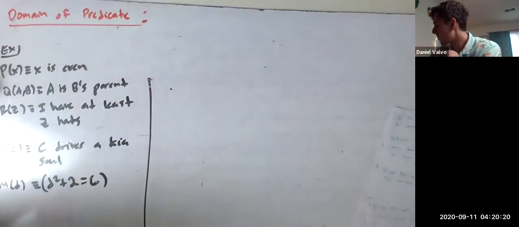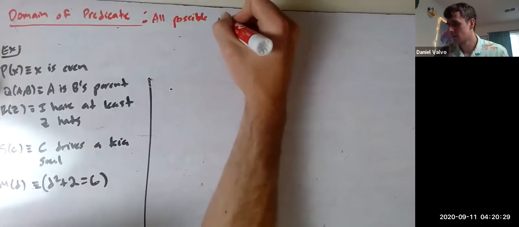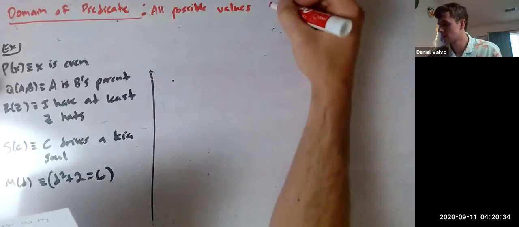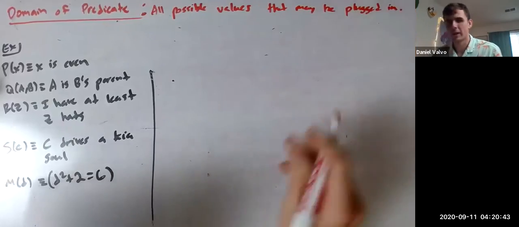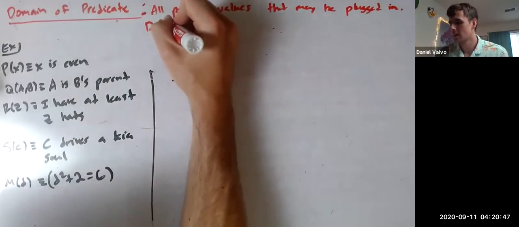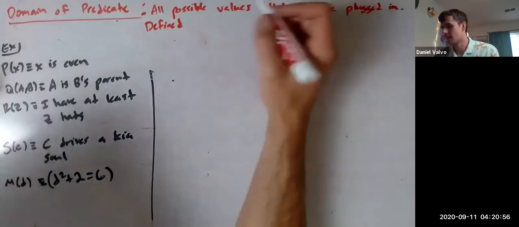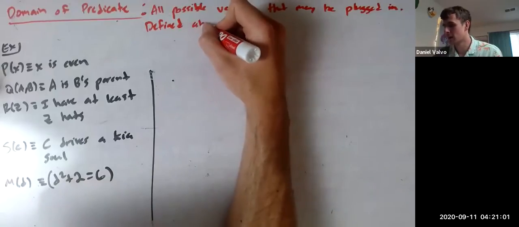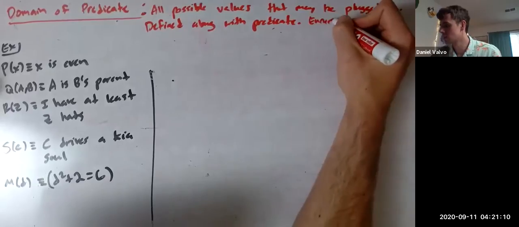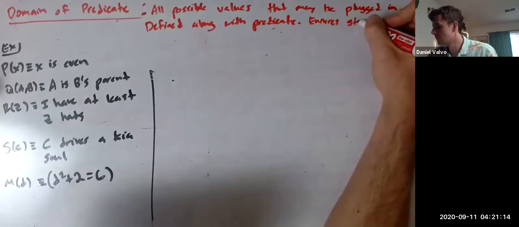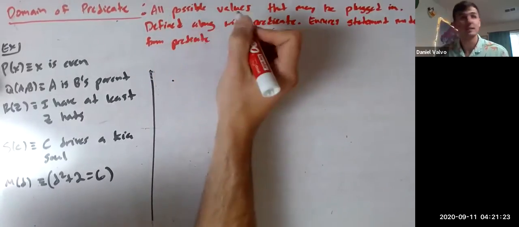The domain of a predicate is all possible values that may be plugged in, and I'll say defined along with the predicate, and this ensures statements made from the predicate make sense.